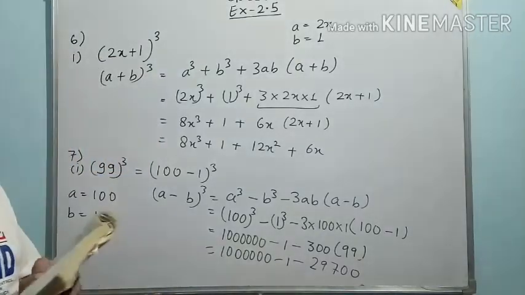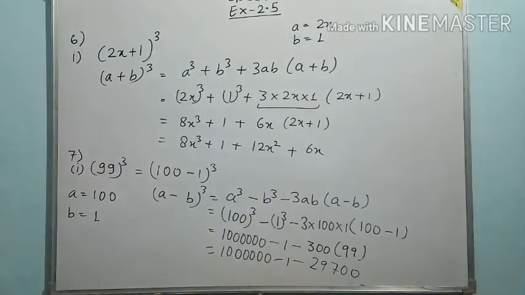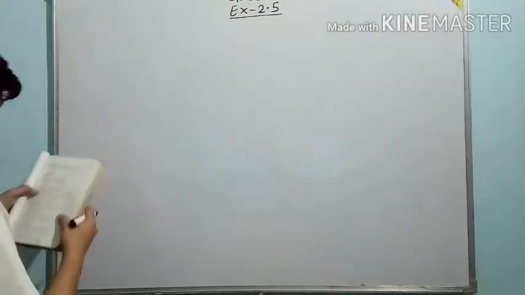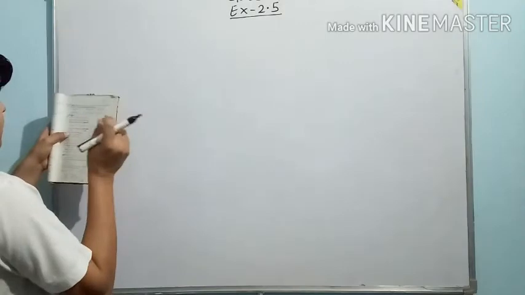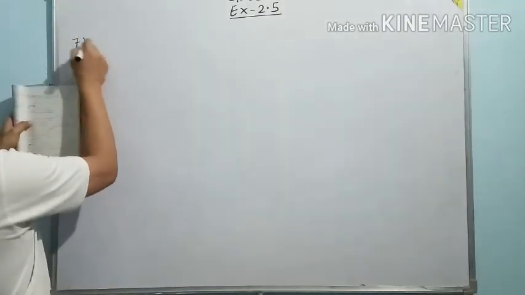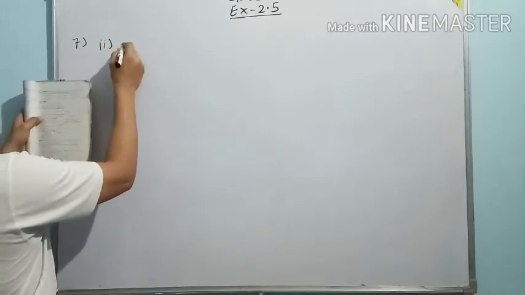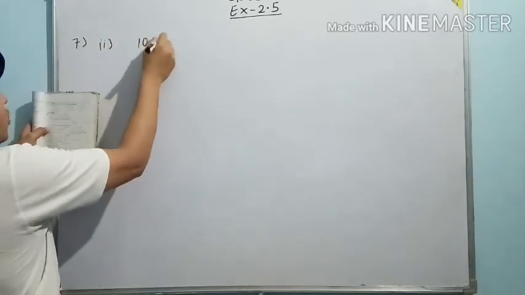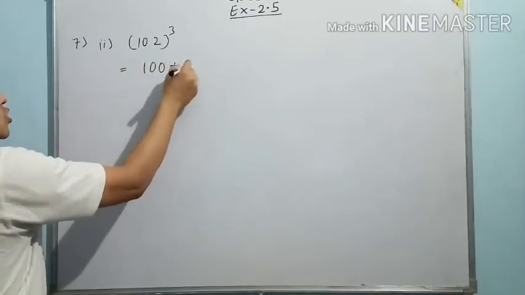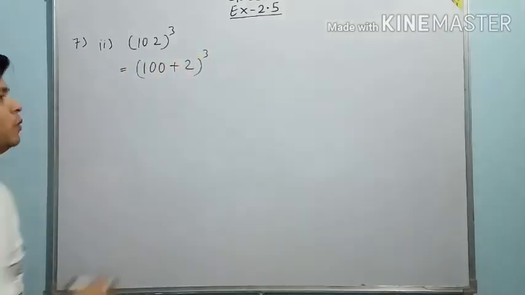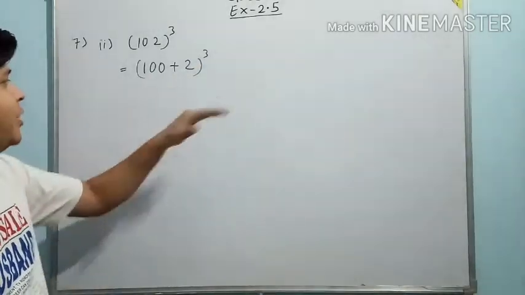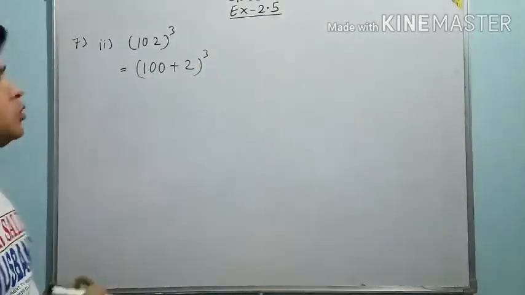So next is question number 8. But before reaching question number 8, I am giving some hints about the second and third parts of question number 7. In the second part, we have 102 whole cube. So you will write this as (100 + 2) whole cube. Now you can use the identity for (a + b) whole cube. Then when you put the identity here, you will be able to solve this.